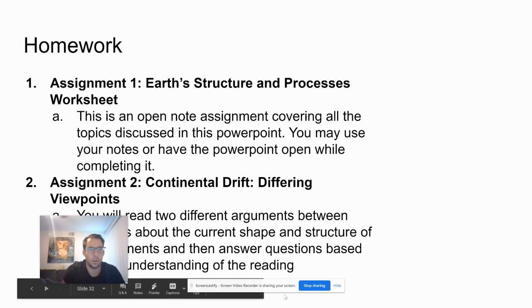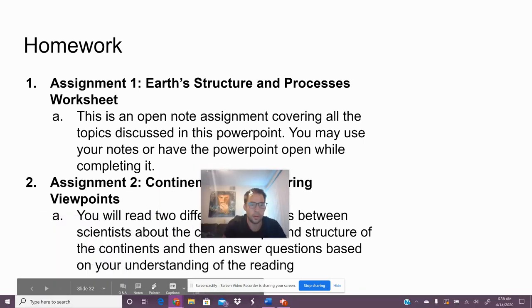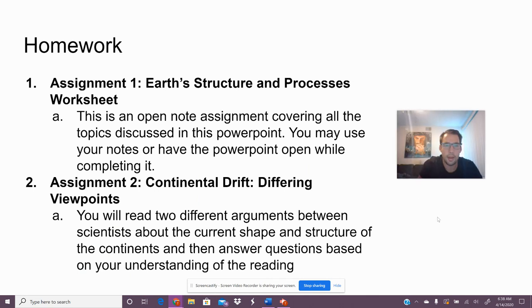Okay, so your two assignments for this week: we have the Earth Structures and Processes worksheet. That's open note. Make sure to take a look at that. And then continental drift, differing viewpoints. You're going to look at differing viewpoints and then answer some questions based on the reading.